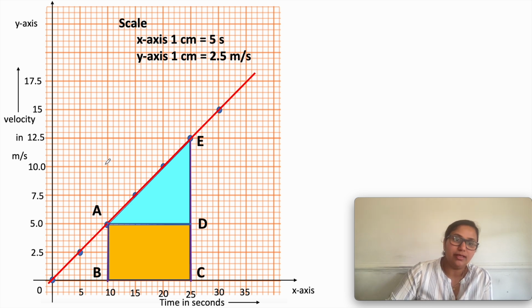So definitely the area under this A, B, C, D, E will give you what? The distance traveled by this car. How do we calculate the distance traveled by a car between the time interval, that is from 10 seconds to 25 seconds, from the graph?